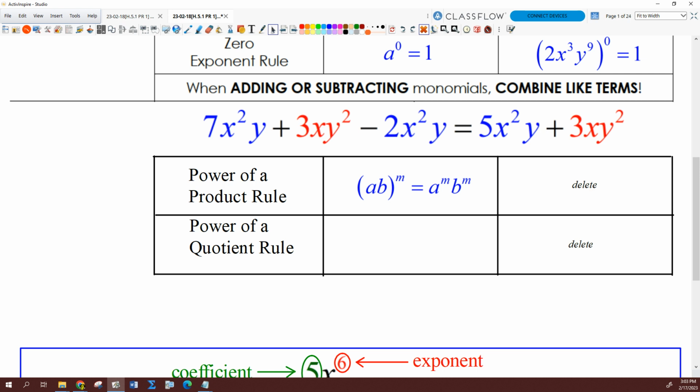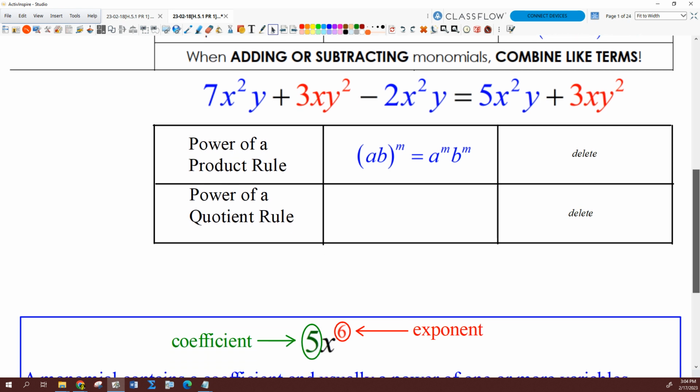Notice that the type of term stays the same though, right? It's like saying 7 apples minus 2 apples is 5 apples. It's not just 5, it's 5 apples, right? The type of thing stays the same. Coefficients are just counting how many of those, okay?